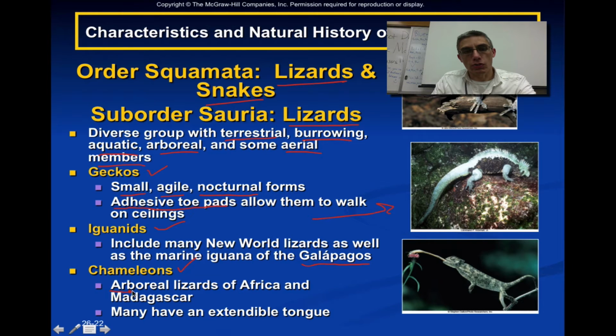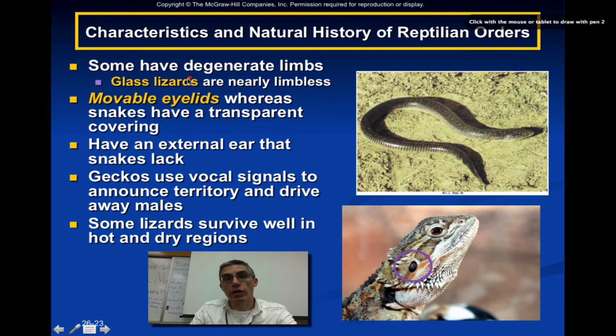Now these are what we would consider arboreal lizards of Africa and Madagascar. So these would be the ones that you would often see in trees. And most of the members of this particular group are going to have an extendable tongue, very similar to what you would have seen in the amphibians. And you can see this chameleon over here on the right-hand side extending its tongue in order to capture its prey. Now, some lizards do have what we consider degenerate limbs, which means that they're pretty much limbless.